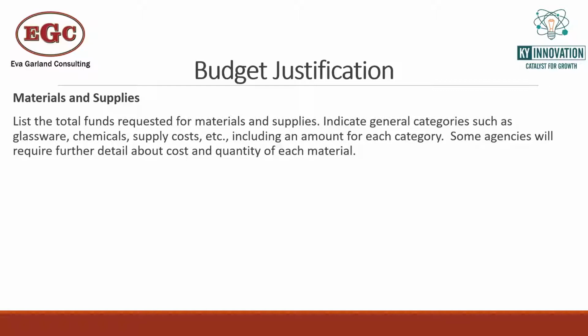Okay, materials and supplies. Typically what we'll see in the budget justification is, this project's going to require $28,000 total. And then your general categories, glassware, chemicals, supply costs, whatever that is, plus an amount for each category. You can do this in a table. Sometimes that looks nice and it's easier to read. Just a table of the various materials on the left, maybe quantities as another column, and then totals.